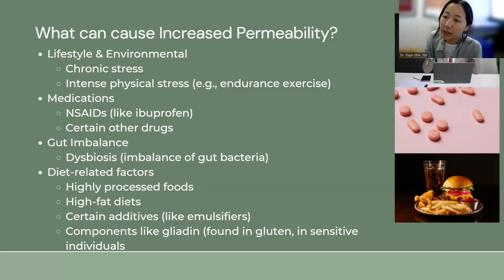There are several factors that can weaken the gut barrier. Chronic stress and intense physical stress can both play a role. Certain medications, especially NSAIDs like ibuprofen, can also contribute. And gut imbalance itself, like dysbiosis, is another key factor. Diet is another huge factor, particularly highly processed food, high fat diets, and certain additives like emulsifiers and binders. And for some individuals, components like gliadin found in gluten and wheat products can also increase that permeability.